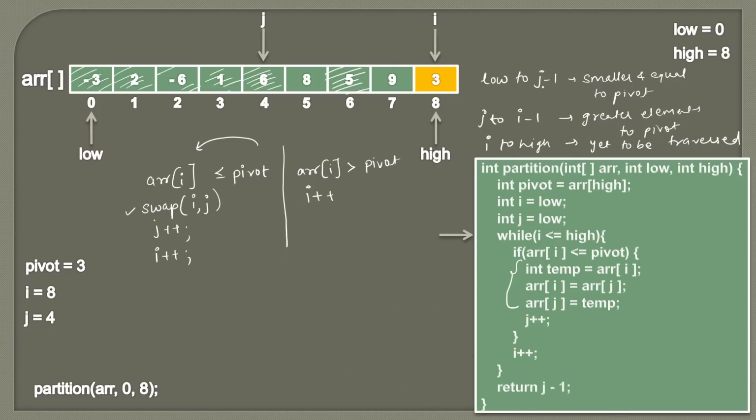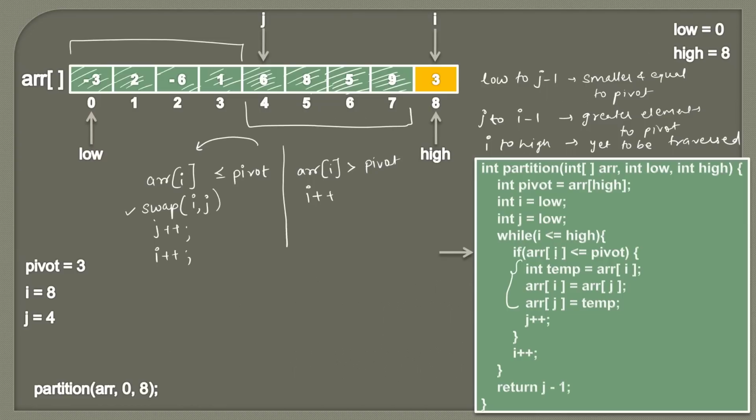So here you can see from low to j minus 1, this range is of smaller elements. j to i minus 1, this range is of greater elements. Now for the last time, this while loop will execute because i is equal to high.